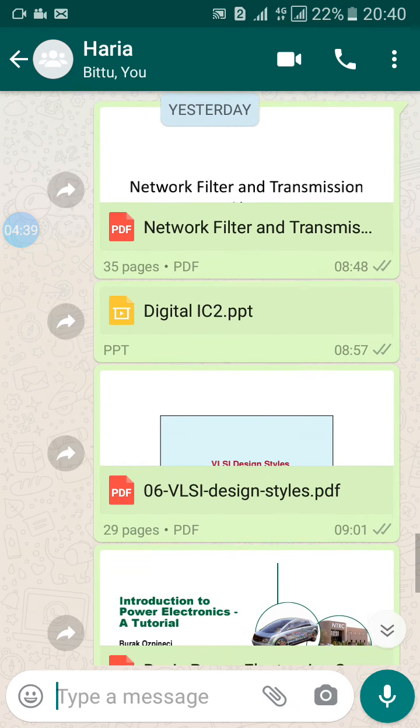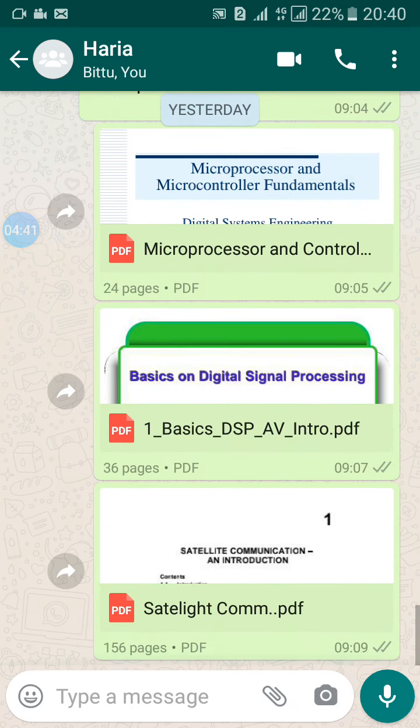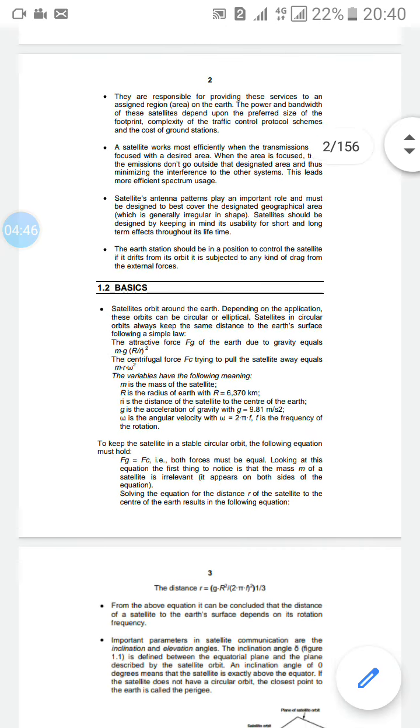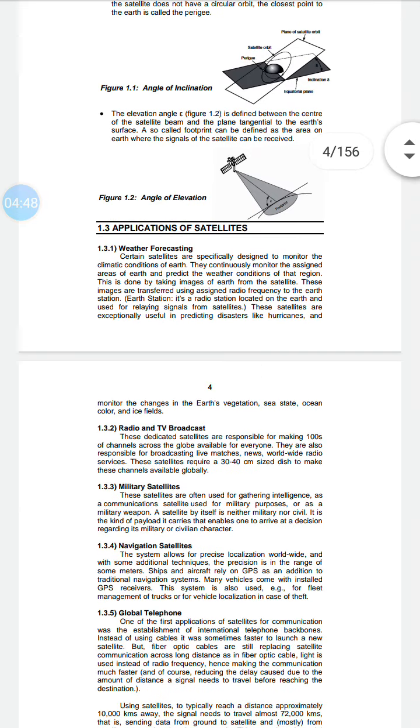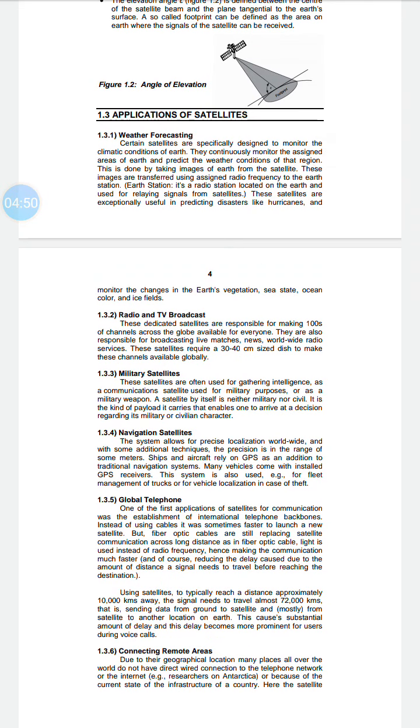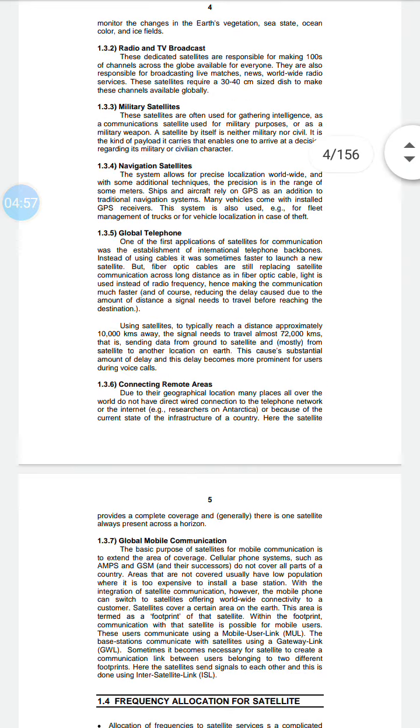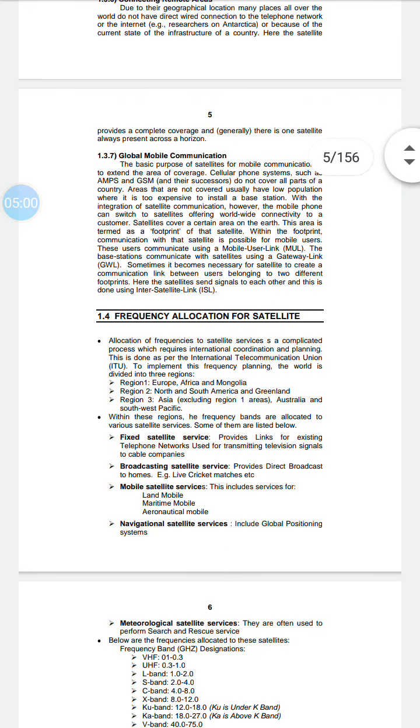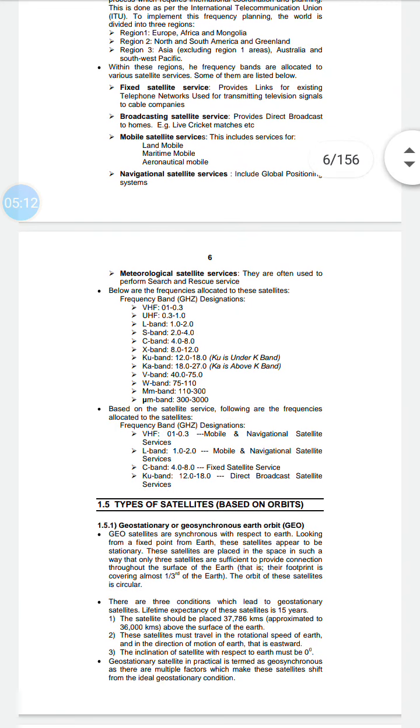Whenever you start the basic details, you have to know about all the applications. In military applications, these satellites are often used for gathering intelligence, and communication satellites are used for military purposes. For frequency allocation for satellites, we require fixed satellite service, broadcasting service, mobile satellite service, and navigation satellite service.